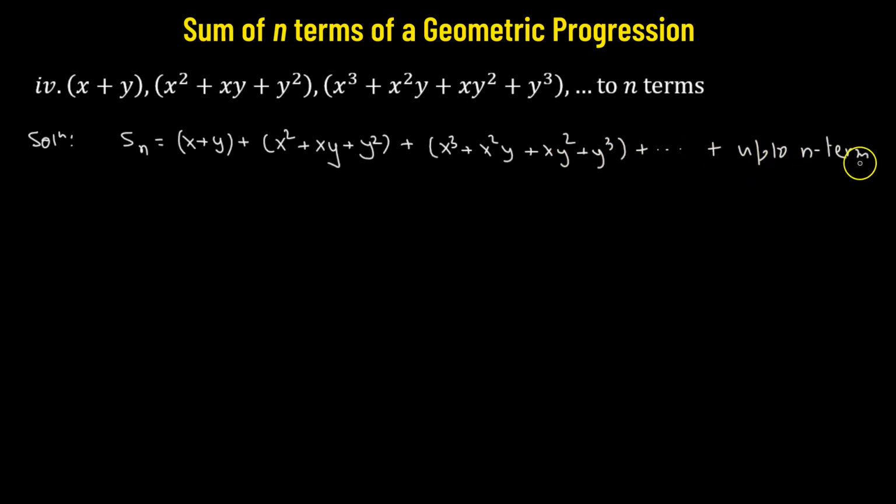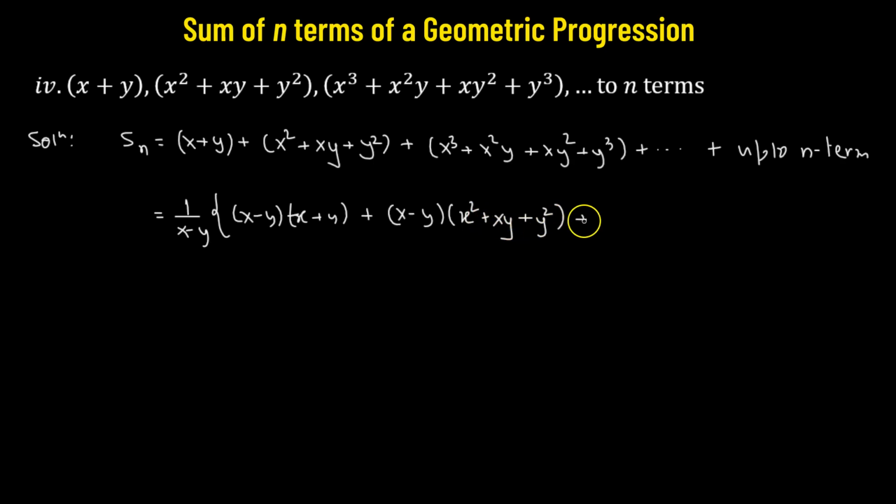Now what we're going to do here, we're going to divide and multiply with x minus y. So 1 over x minus y, we're going to multiply each term with x minus y. In doing so, we have x minus y times x plus y. This is going to be our first term. The second term will then become x minus y multiplied to x squared plus xy plus y squared, plus the third term will then become x minus y multiplied to x cubed plus x squared y plus xy squared plus y cubed, and this goes all the way up to the nth term, or the n number of terms.